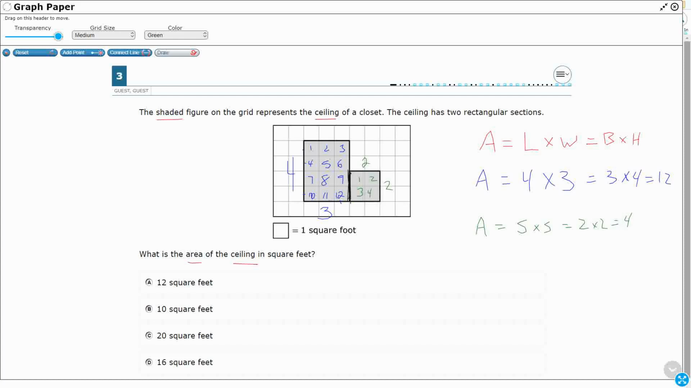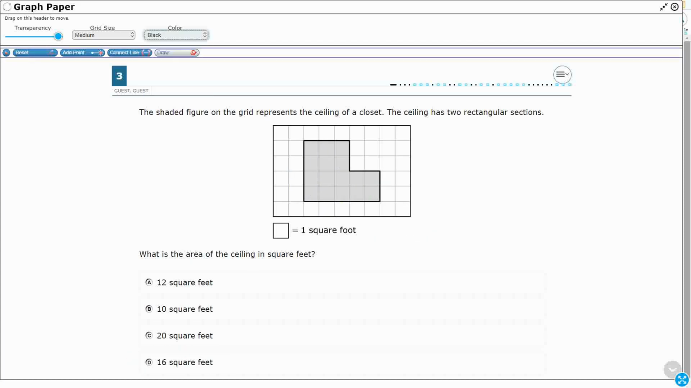So if I wanted to find the area of this big old ceiling, I would need to add those two together. I would need to say I've got my 12 plus my 4. That's going to make 16. So we're looking at D, 16 is our answer, but watch this.